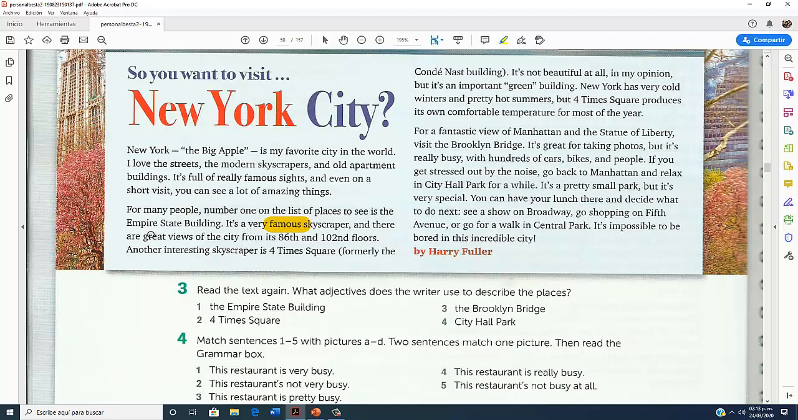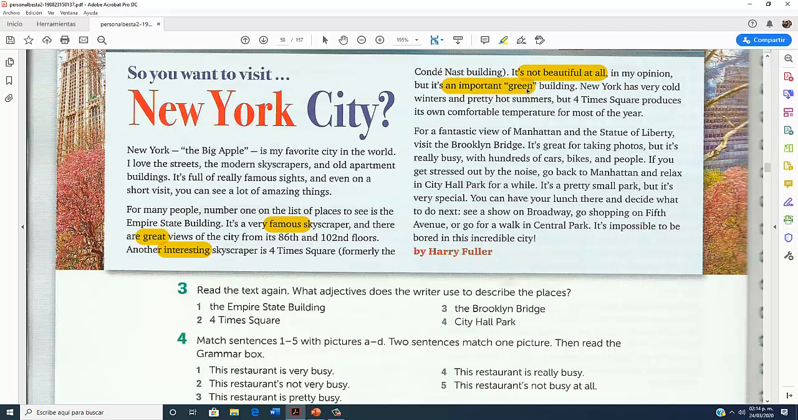There are great views. No, that's another adjective that the writer is using to describe the Empire State Building. Number 2, what adjectives are used to describe the 4 Times Square? Here it says, "Another interesting skyscraper is 4 Times Square. It's not beautiful at all, in my opinion," the writer says, "but it's an important green building."